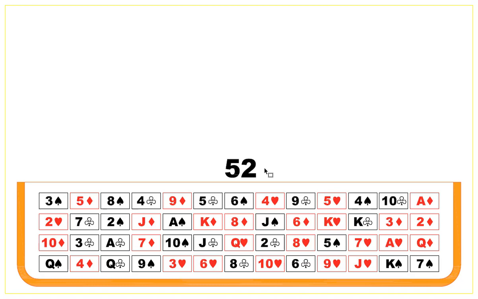Now, is the order of these cards important or not? Every time we change the shuffling, the distribution of these cards among the players is going to change. Therefore, order is very important. So the question here is, how do we shuffle these cards in a mathematical way?